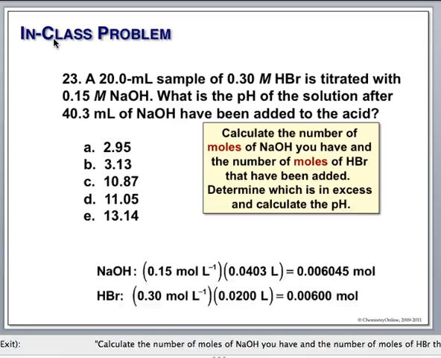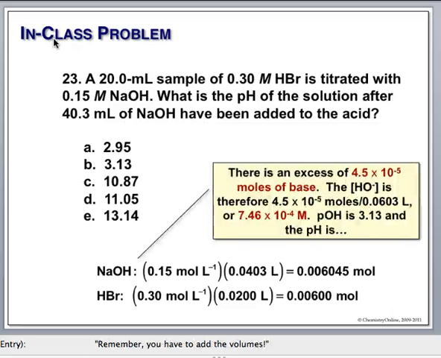Base, we have 0.006 moles. Acid, we have 0.006 moles. We have slightly more base than we do acid. Okay? Slightly more moles of base than we do acid. We have an excess of 4.5 times 10 to the minus 5 moles. We're going to add our 2 volumes, because remember we added the 2 volumes together. So our final volume here is 20 mils and 40.3 mils, or 0.0603 liters.